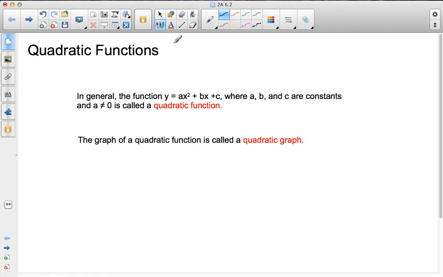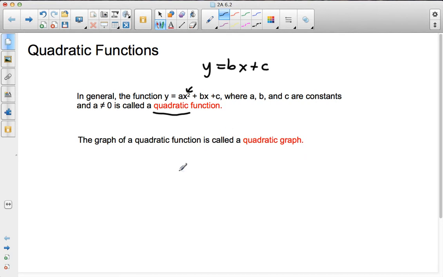Why is it important that a does not equal 0? Well, if a equals 0, then we will have no x squared, and we'd be left with y equals bx plus c, which is really just another form of a linear function. And so we really need that x squared. That is the part that helps make it a quadratic function. Now the graph of a quadratic function is called a quadratic graph.